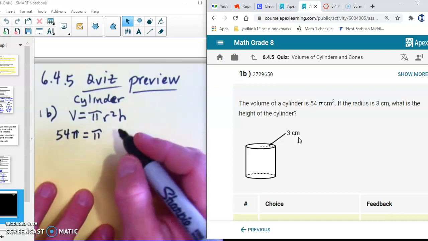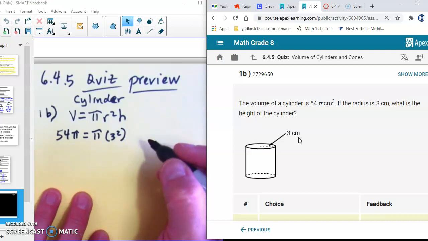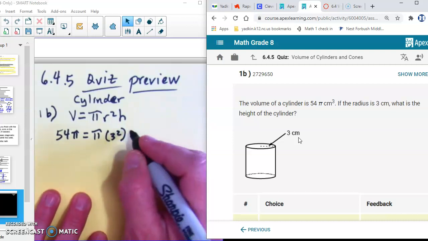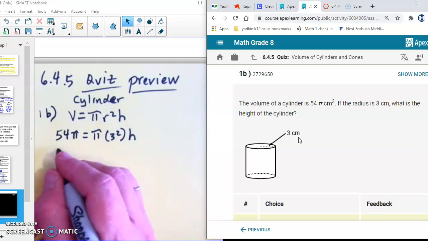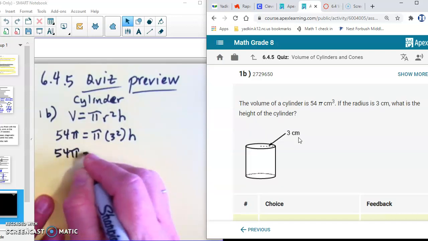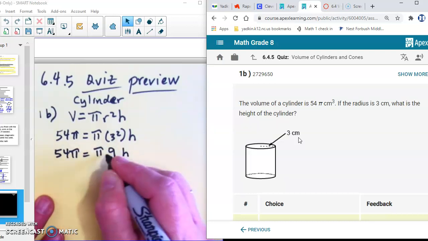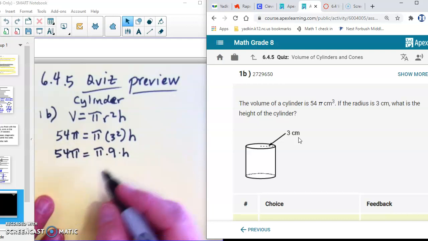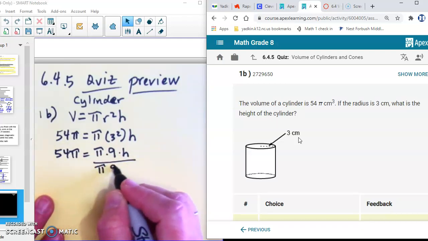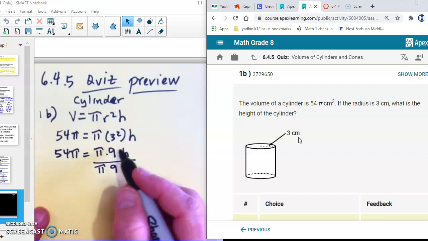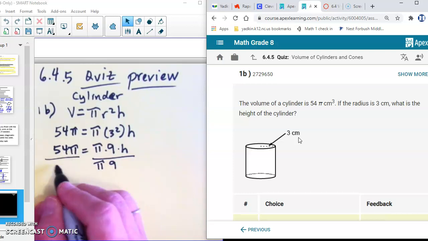The radius is 3, so that would be 3 squared. The h is, what is the h? That's what they want us to find. They want us to find h. So how would you solve this for h? Let's simplify this just a little bit. What is 3 squared? It's 9. And all these things are just being multiplied together. But we want h to be by itself. So how do you get h by itself when there's multiplication going on? You divide by the things you want to get rid of. And you have to do it on both sides.